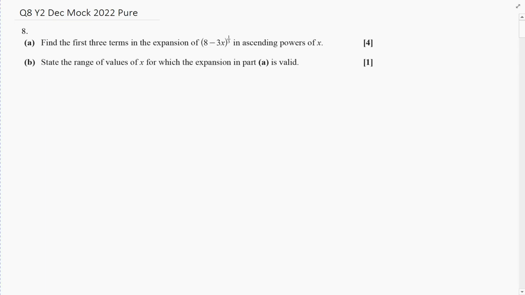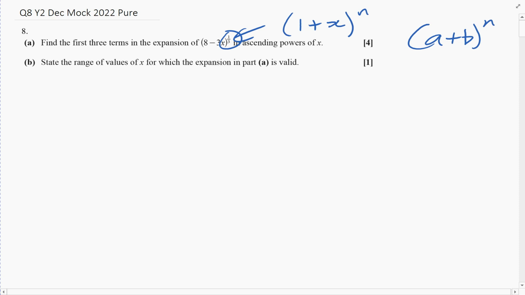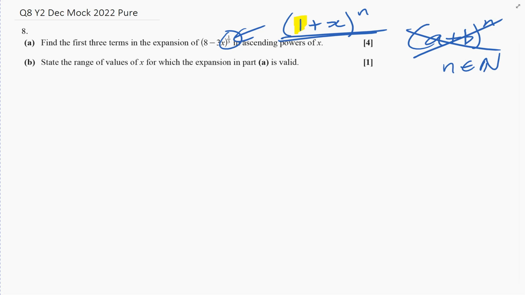Question 8, binomial expansion. Straight away you could see that this power is a fraction, so you need to use the (1 plus x) to the power of n formula that's in the formula book. You can only use the (a plus b) to the power of n formula when n is a positive integer, so can't use that one. And the trouble with this one is this only works when you have a 1 here, so we've got to deal with that 8 first of all.